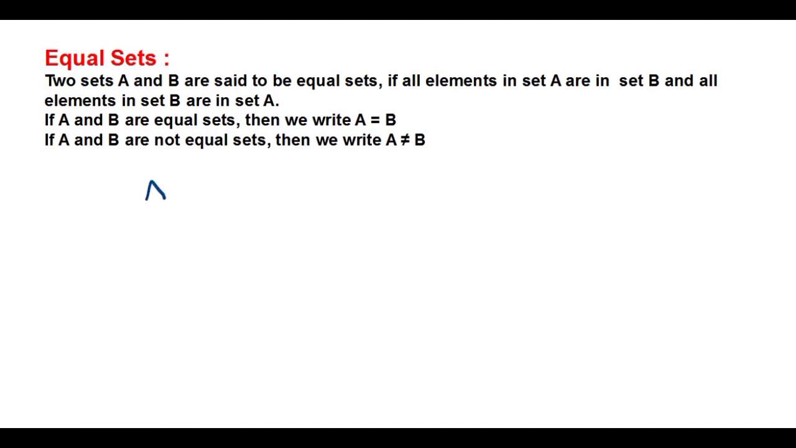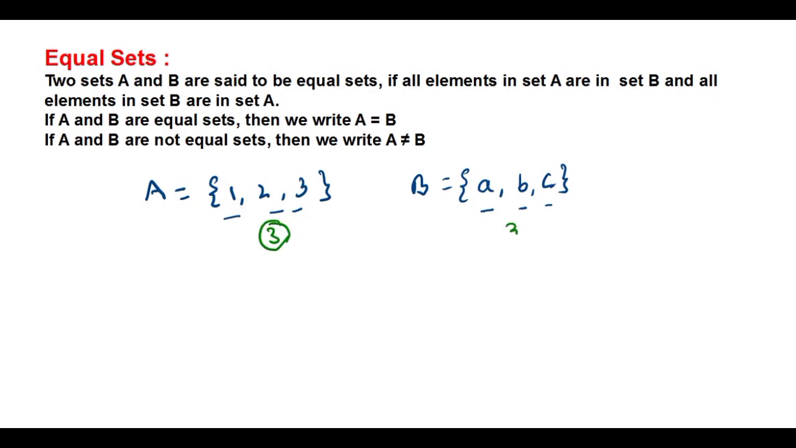Suppose set A has 1, 2, 3. There are 3 elements. And set B, I am going to take here, is A, B, C. So here also we have 3 elements. So set A and set B have 3 elements. Don't forget, the number of elements here is 3, and here also we have 3. Then these two sets are called equivalent sets. Not equal, it is an equivalent set because the number of elements of the sets are equal.